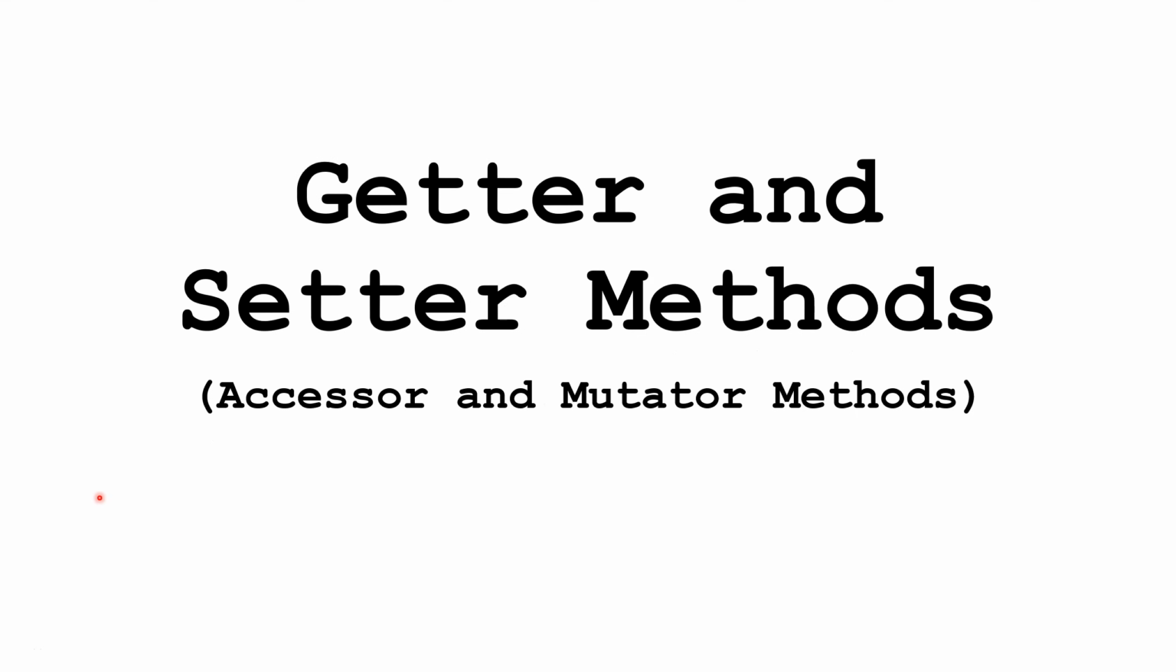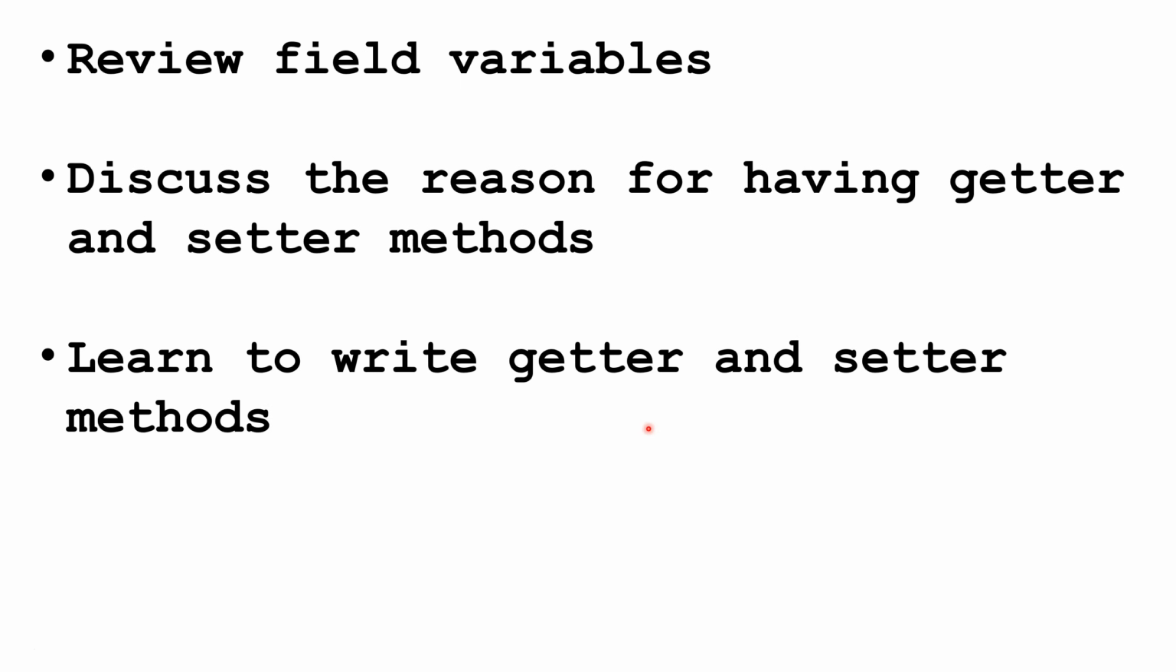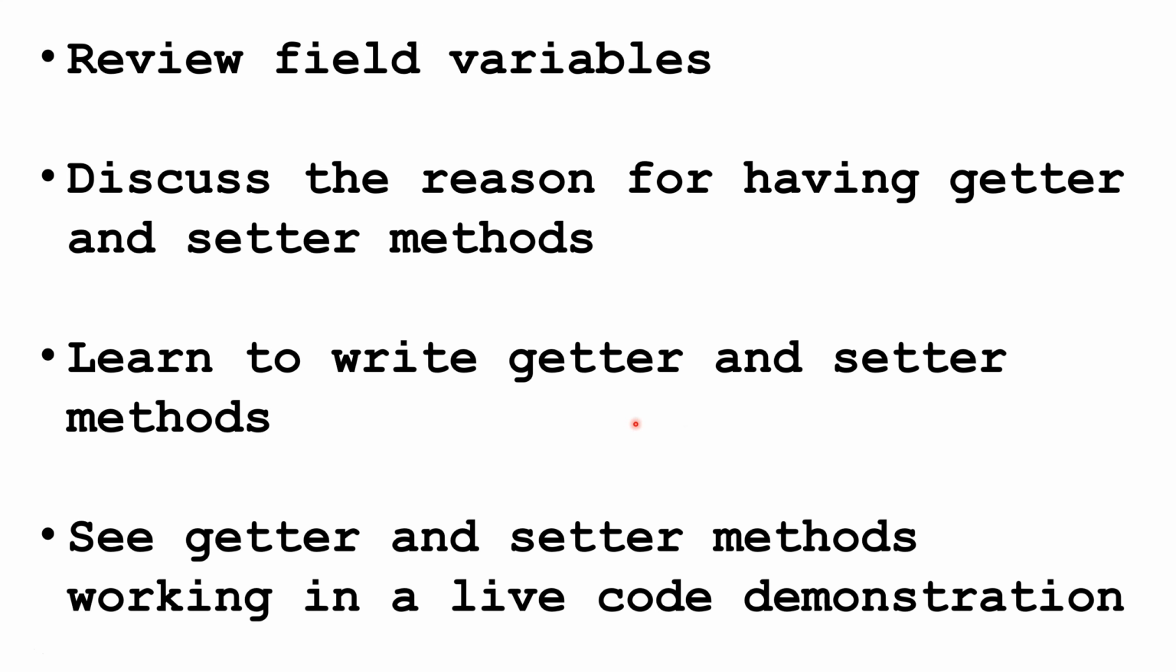In this Java tutorial, we're going to be learning about getter methods and setter methods. These are also called accessor methods and mutator methods, respectively. In this video, we're going to learn about four things. First, we're going to review field variables. Second, we're going to discuss the reason for having getter and setter methods. Third, we're going to learn how to write getter and setter methods. And finally, we're going to see getter and setter methods working in a live code demonstration.